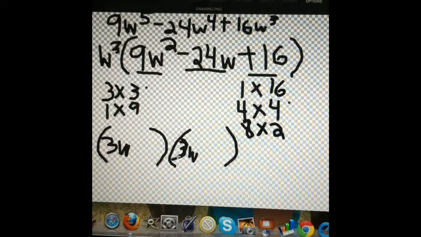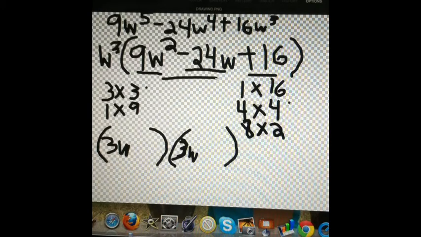For the next side, I think it's going to be the 4 times 4 multiples, because if you used 8 times 2, it would just give you an extra w, and we don't want an extra w, because in this equation you see up here, there's only one w, which is negative 24w. So that's why we can't use 8 times 2. So we're going to use 4 times 4 because it will give us exactly what's up here.